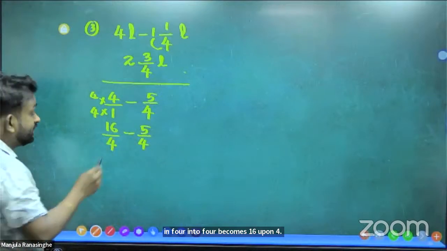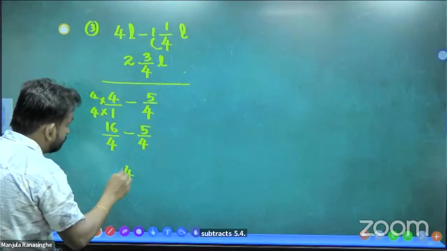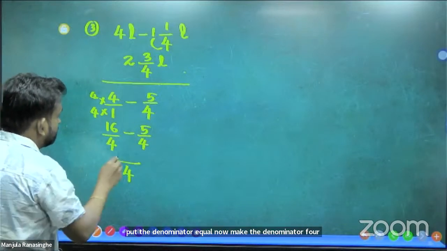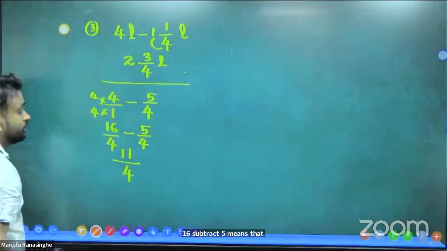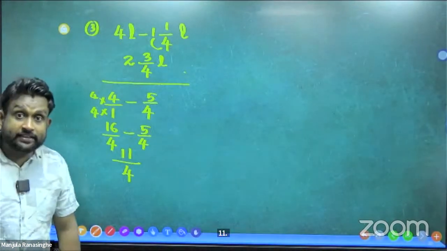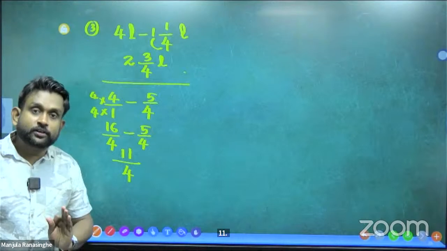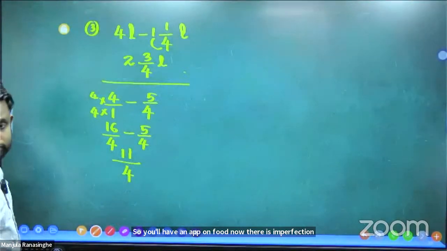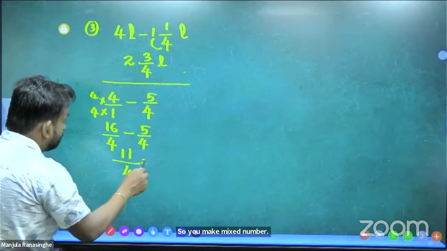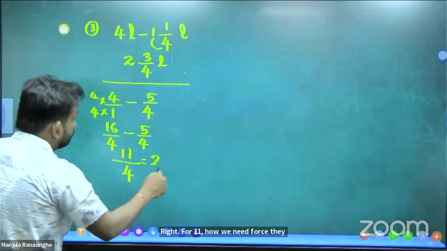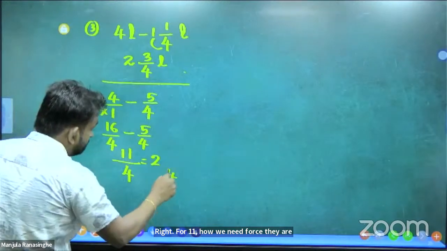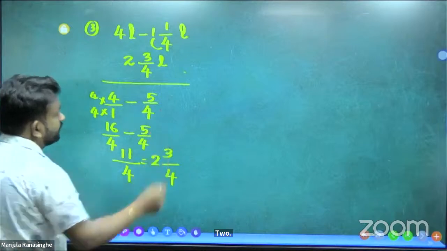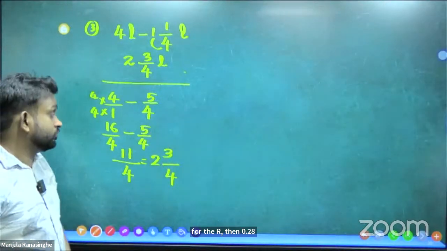Then put the denominator equal. Now make the denominator 4. 16 subtract 5 becomes 11. So 11 upon 4. Now that is an improper fraction, so you make a mixed number. How? For 11, how many fours are there? 2 fours. Then 4 into 2 is 8, and 11 minus 8 is 3. So 2 and 3 upon 4.